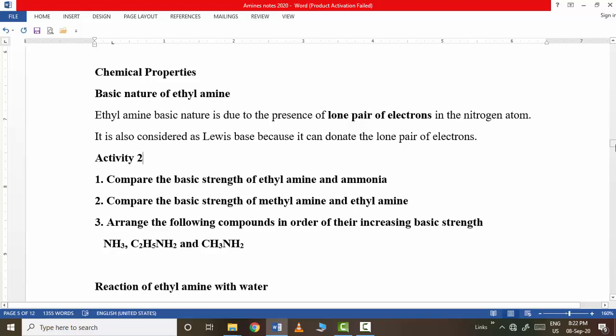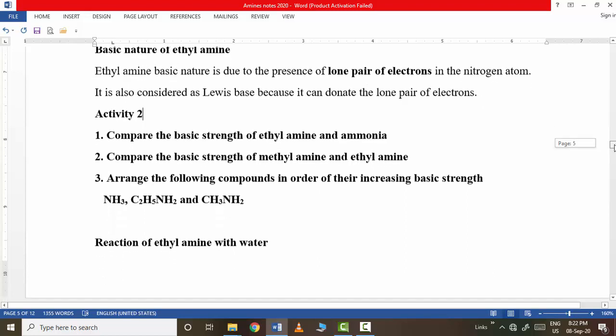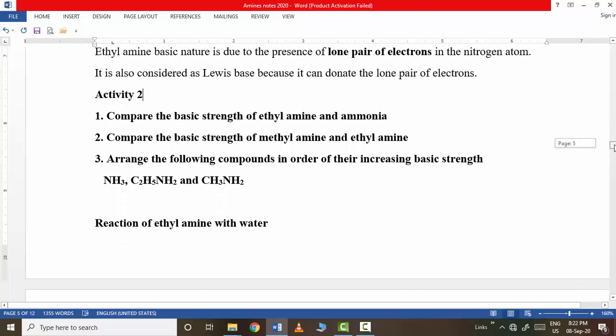That means the higher the alkyl group, the easier will be the donation of the lone pair of electrons. So there is an activity question here. Compare the basic strength of ethylamine and ammonia. You have to find out whether ammonia is more basic in nature or ethylamine is more basic in nature, and then compare the basic strength of methylamine and ethylamine.